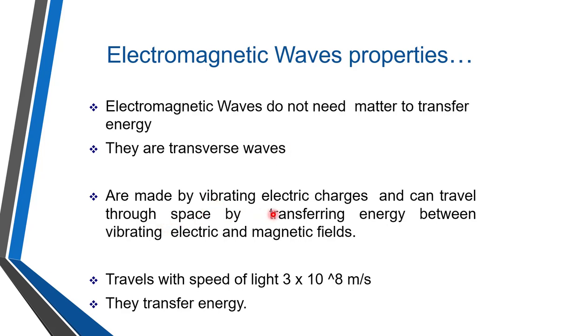They are made by vibrating electric charges and can travel through space by transferring energy between vibrating electric and magnetic fields. The energy is transferred between the electric field and the magnetic field. Okay, and both the fields are perpendicular to each other. They travel with the speed of light, and the speed of light is 3 times 10 to the 8 meters per second. They always transfer some kind of energy, and that energy is nothing but power. We are going to see all these concepts in broad categories again in the next section.